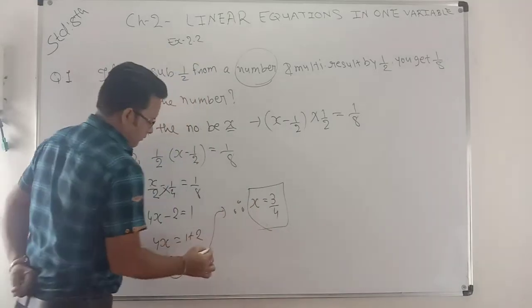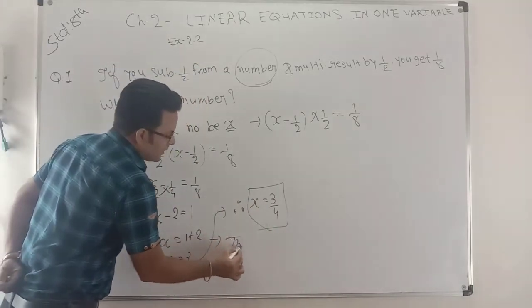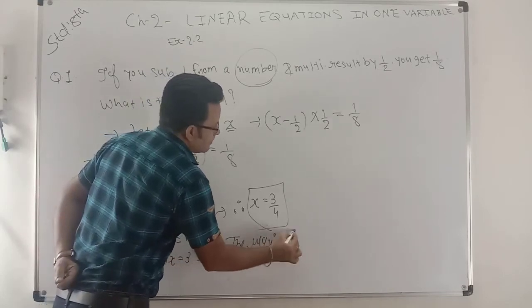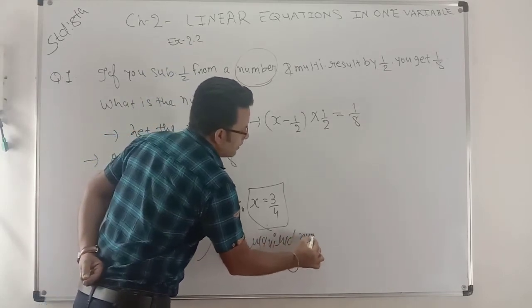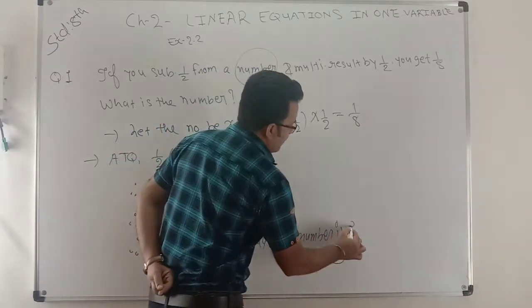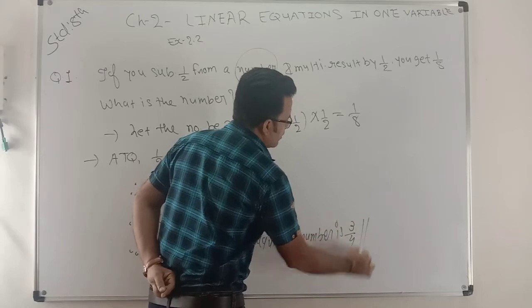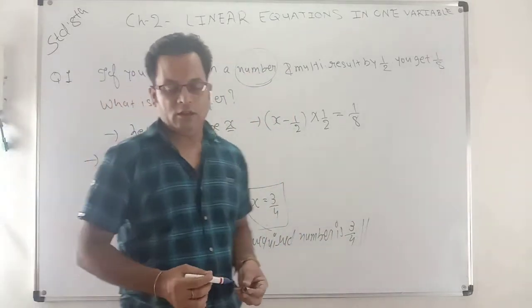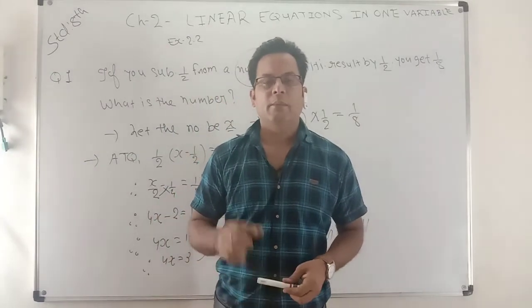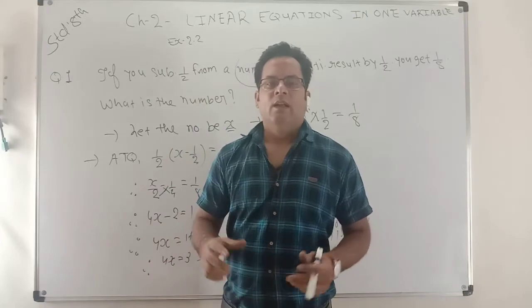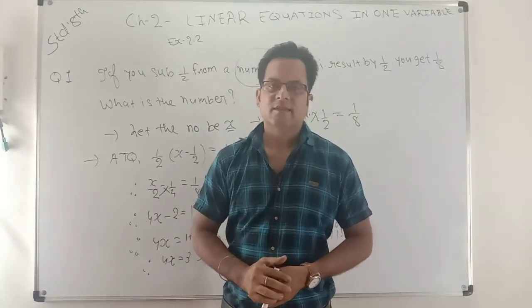So the required number is 3 upon 4. So this is the way that we have to solve the problem sums. Okay, remember one thing, understand the question very well and apply for the same.